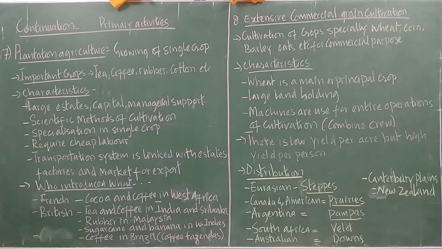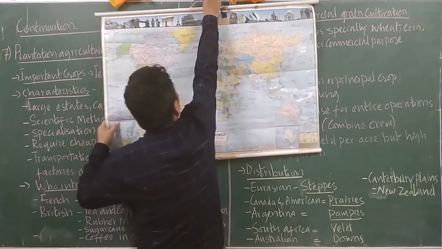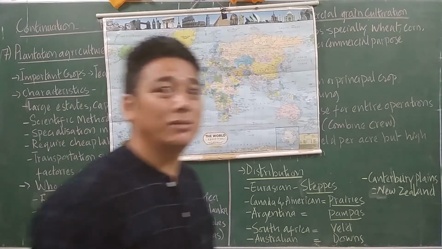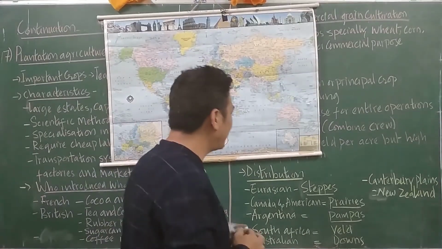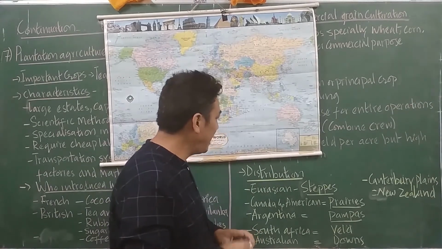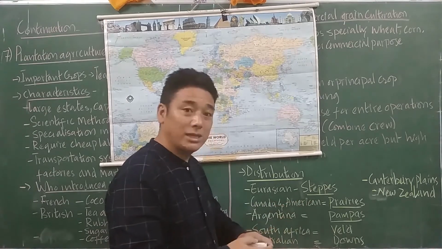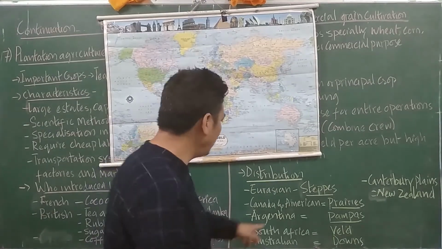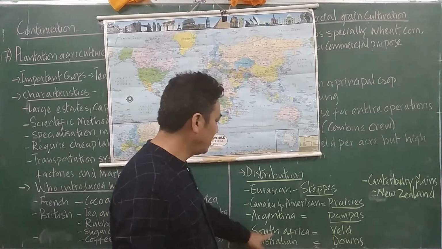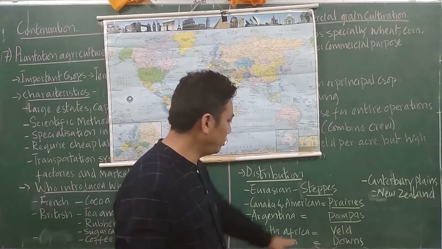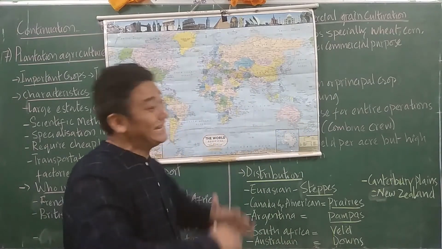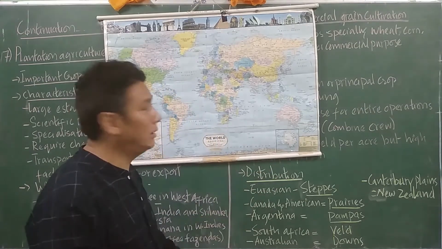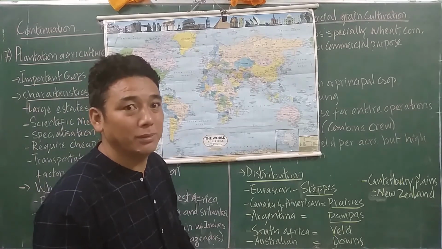Then the distribution of extensive commercial grain cultivation. It mainly covers the grasslands of the world. For example, the Eurasian steppes. The steppes are the grasslands of Europe and Asia. The Prairies are the grasslands of Canada and USA, in North America. The Argentine Pampas are South America's grassland area. In South Africa, the Veldt. In Australia, the Downs. And the Canterbury Plains of New Zealand. All these are grassland areas, and in these vast plains wheat or grain cultivation takes place.